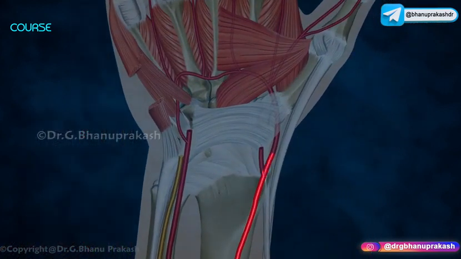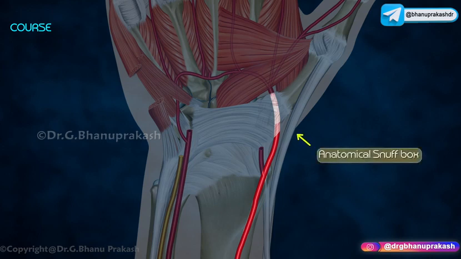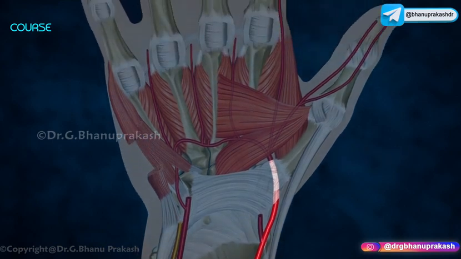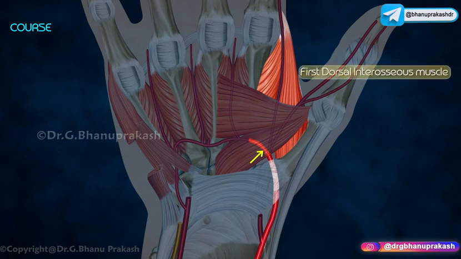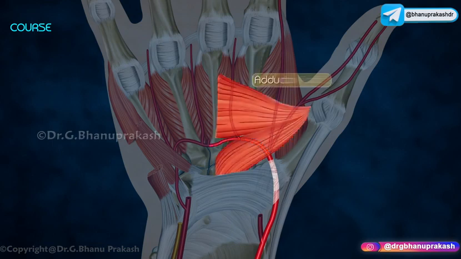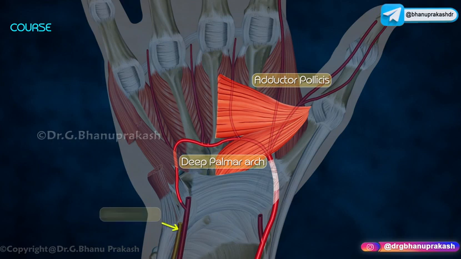Then, it winds around the lateral side of the wrist to reach the anatomical snuff box on the posterior aspect of the hand. After passing over the dorsal aspect of the base of the thumb, the radial artery re-enters the palmar side of the hand between the two heads of the first dorsal interosseous muscle. Then, in the palm, it passes between the two heads of the adductor pollicis and continues as the deep palmar arch, which anastomoses with the deep branch of the ulnar artery.